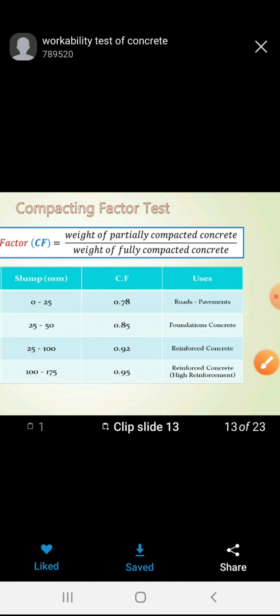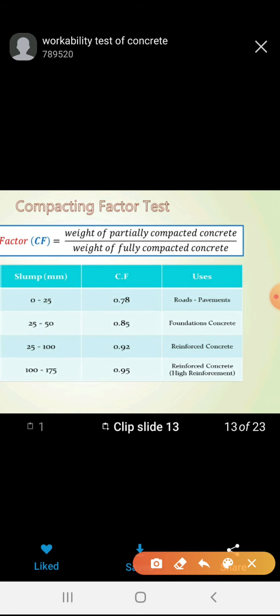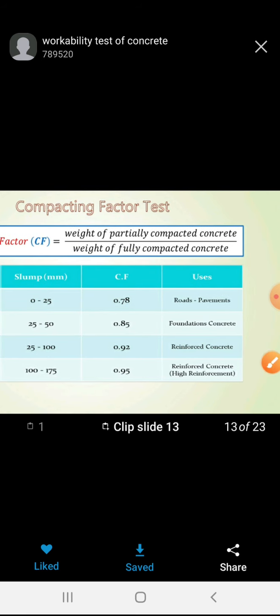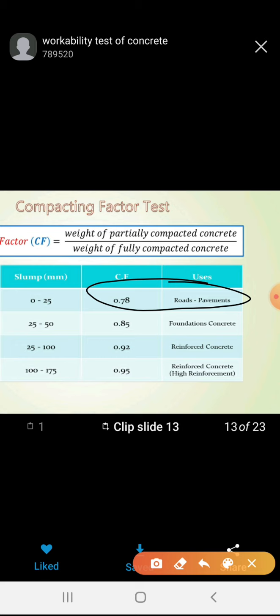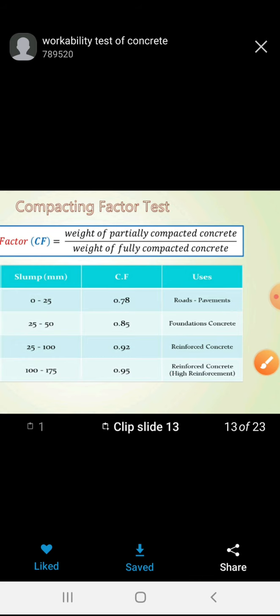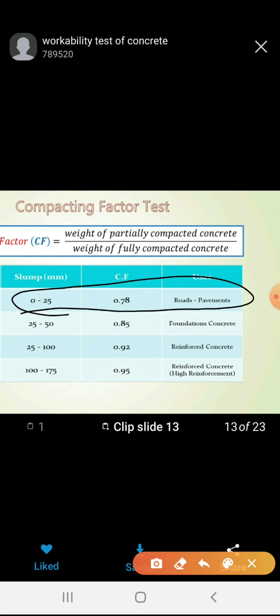By substituting the weight of the concrete in this formula, we can get the readings as given in the graph: 0.78, 0.85, 0.92, 0.95. If the value of the compaction factor is 0.78, then it is used for road pavements. Similarly, as we discussed in the previous experiment, if the slump value is 0 to 25 mm, the compaction factor should be 0.78. We can check it for both tests, and the application is for roads.